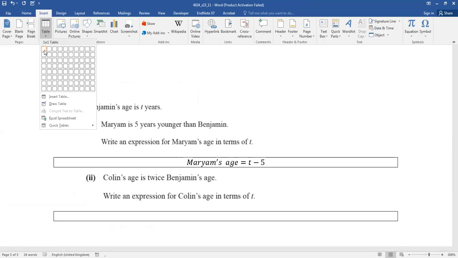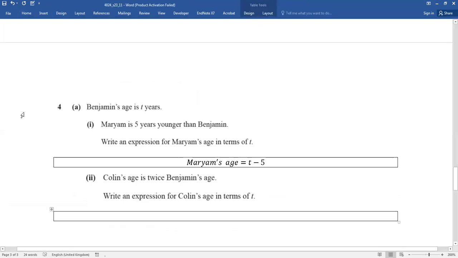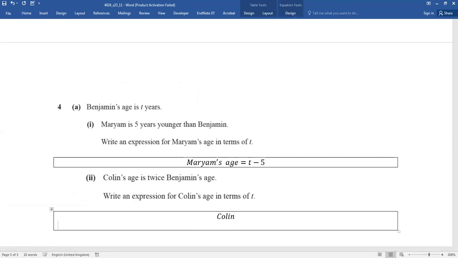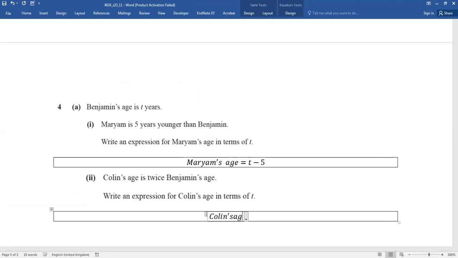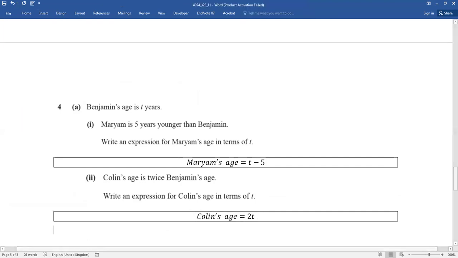Similarly, in this part, Colin's age is twice Benjamin's age. So Colin's age is simply 2t. Twice means multiplying by 2. So we'll just multiply that by 2 to get Colin's age.